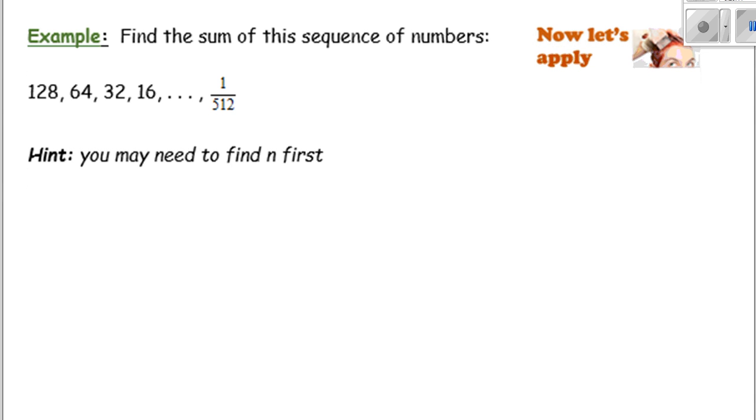Okay, this one I thought was reasonably long, so I gave you a whole page to do it. Find the sum of the sequence of numbers. But hints: to find the sum, you need the u of 1, which we've got. You need n, which we don't have. So what's our u of 1? Okay. What is our common ratio?